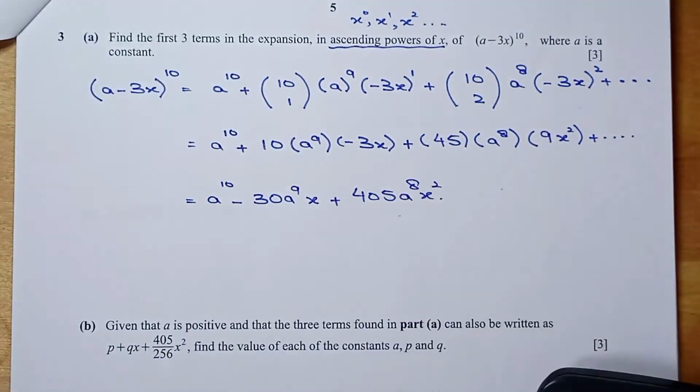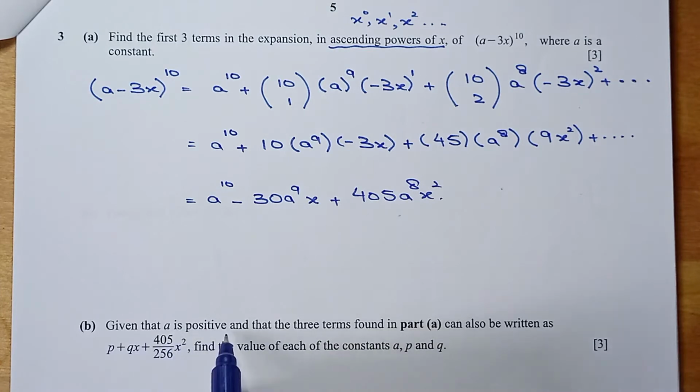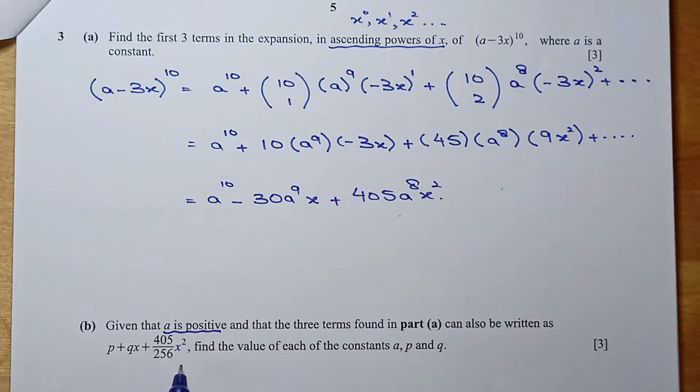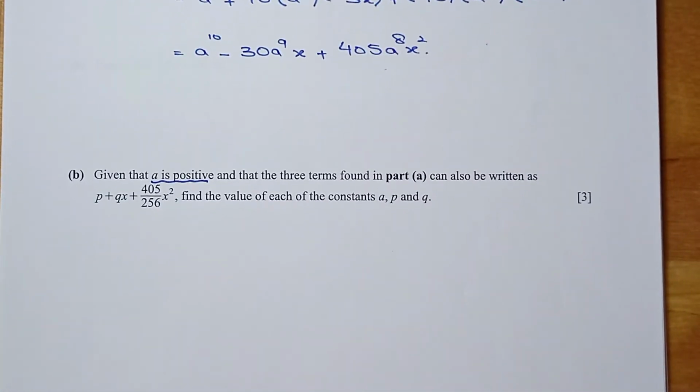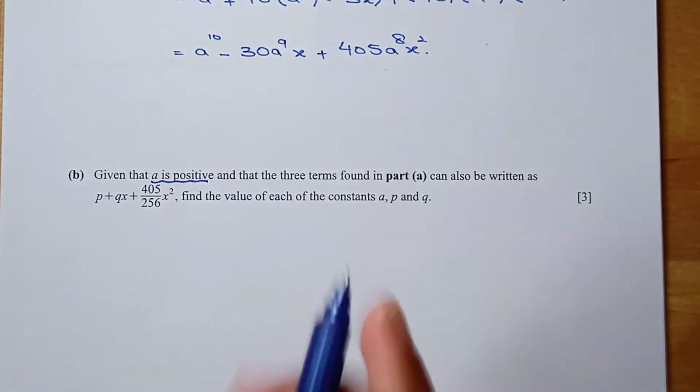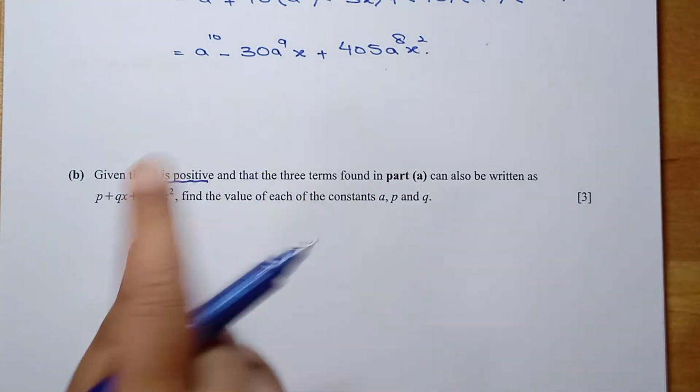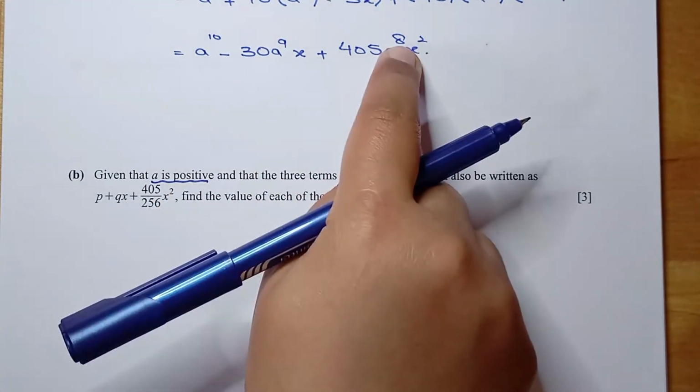So these are the first three terms in the expansion of this in the ascending powers of x. Now for the b part, given that a is positive, keep in mind a is positive, and that the first three terms found in part A can also be written as this. Find the values of each of the constants a, p, and q. Okay, so let me write down these terms in this form, right? So the constant is this, the x terms are this, and the x square terms are this.